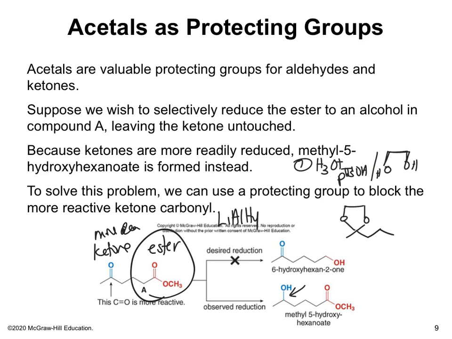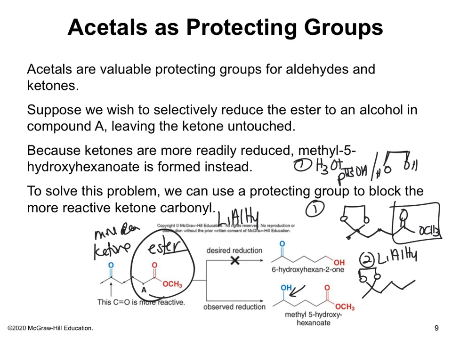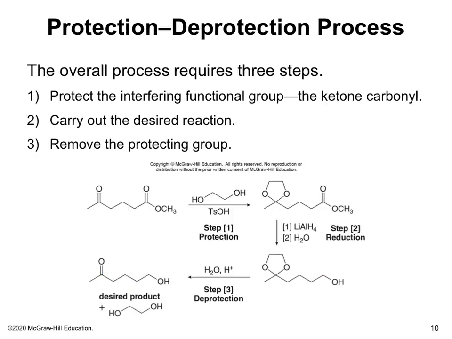ketone as a ketal. Make sure you have 6 carbons, 1, 2, 3, 4, 5, 6. So this would give you this compound with 1, and then you can add lithium aluminum hydride, and then that's going to reduce your ester, this is an ester, to the primary alcohol. Count your carbons, 1, 2, 3, 4, 5, 6, and then you can add the acid and water to get you the desired ketone, hydroxyketone.